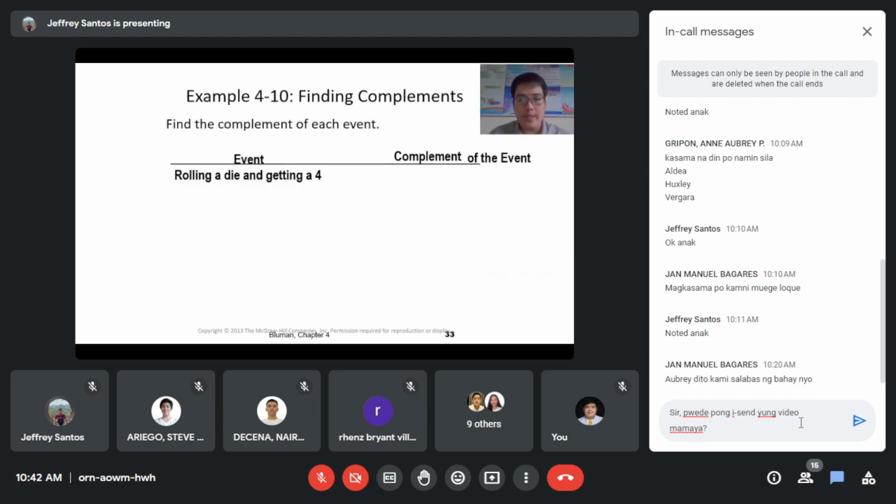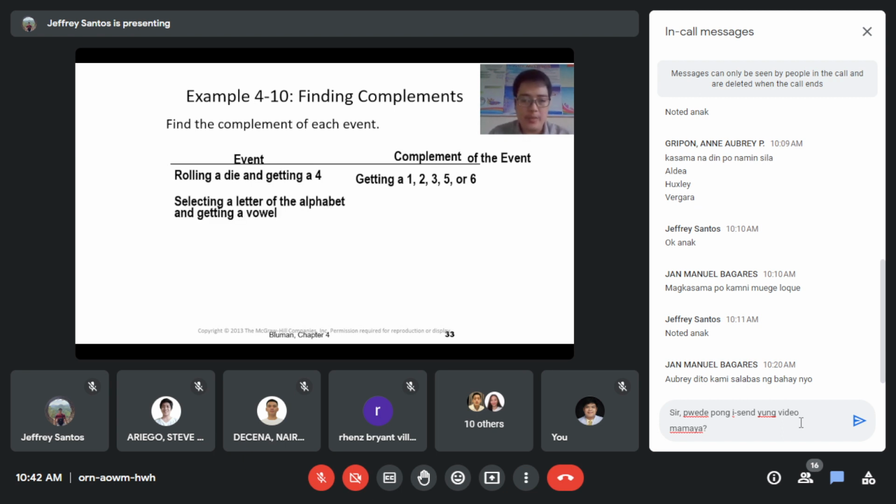Okay, let's move on to our next lesson, finding complements. Diba, in set theory, we have discussed that complements are the elements of the universal set which are not present in a given set. So for example, relating that to probability, let's determine the complement of each event. Given an event rolling a die and getting a 4, what's the complement of the given event? So of course, getting an outcome which is 1, 2, 3, 5, or 6. Lahat ng element ng universal set or yung ating sample space. Okay? And then, pwera yung given.